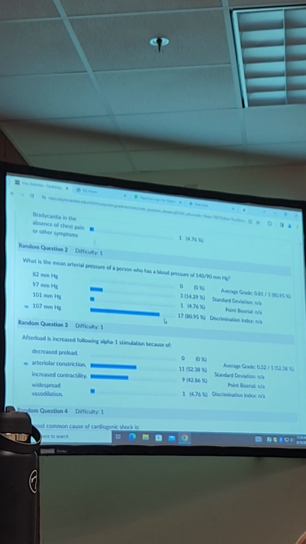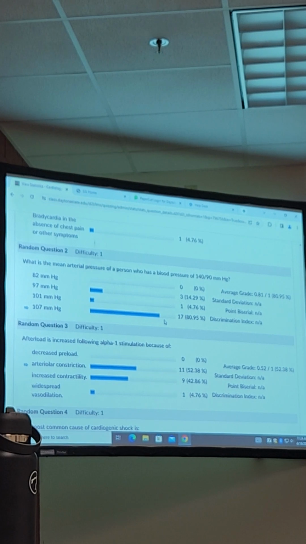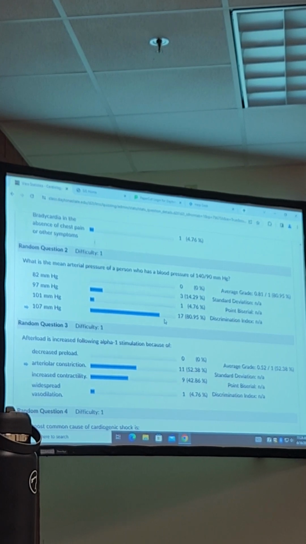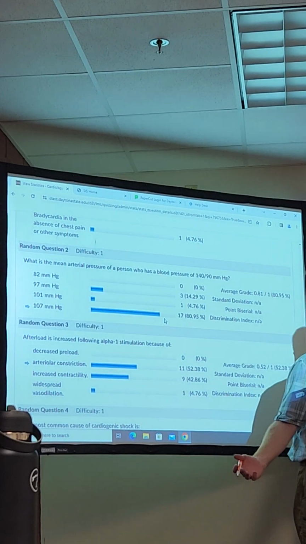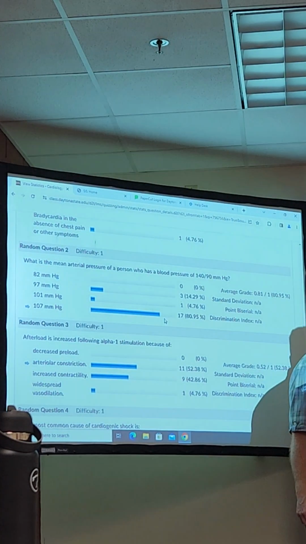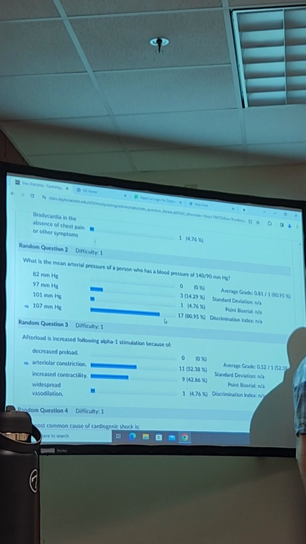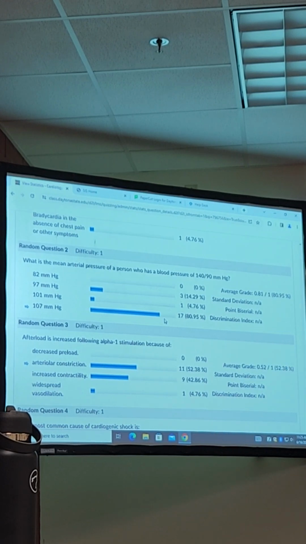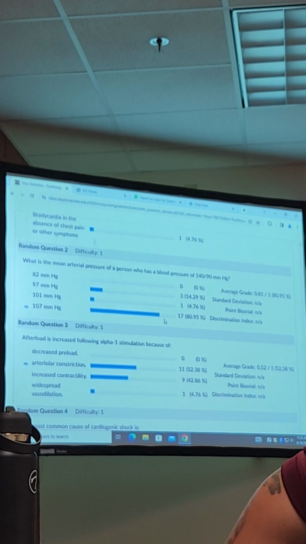The other way you can do this is diastolic, bottom number, plus 1/3 of the systolic minus the diastolic. That's the one I did. You'll get the same number. That's the one that was in the book. So in this case, 90 plus 1/3 of 50, which is 17.